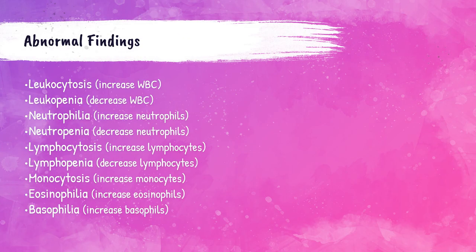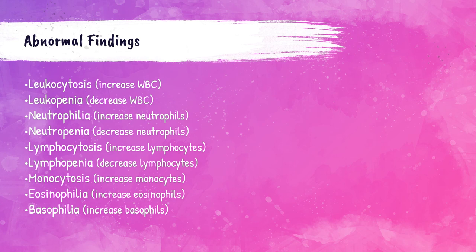So now that we know the reference ranges for leukocytes, we also need to learn terms associated with an increase and decrease of these cells. An increase of white blood cells is called leukocytosis, whereas a decrease is called leukopenia. For neutrophils, an increase is called neutrophilia, and a decrease is called neutropenia.